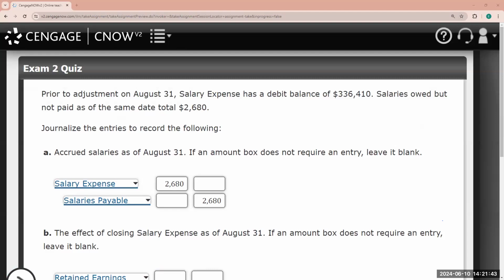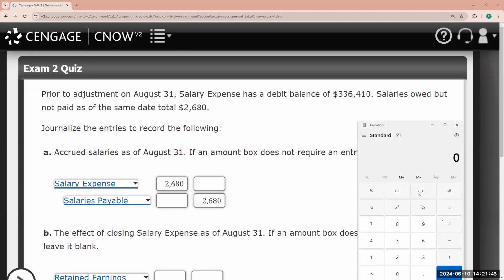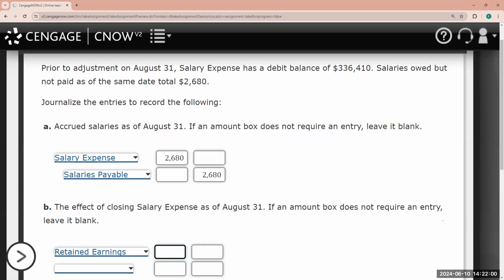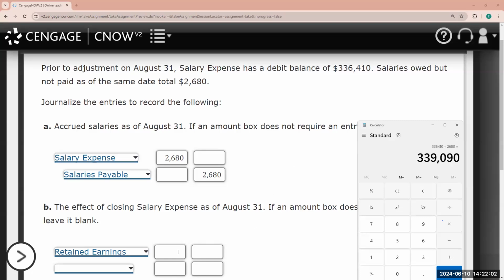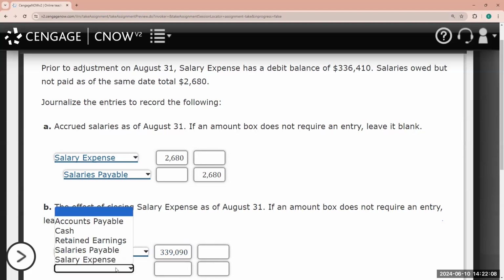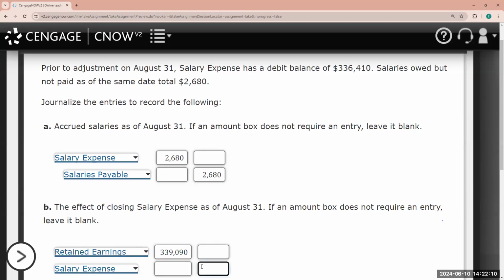And our total salaries expense would be our balance before the adjustment of $336,410 plus the increase to our salaries expense that we just recorded of $2,680. So therefore, we would close our salaries expense account for the total balance of $339,090. And then we would credit our salaries expense account to zero out this balance.